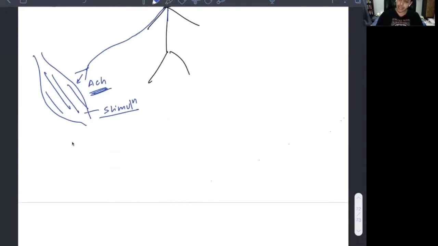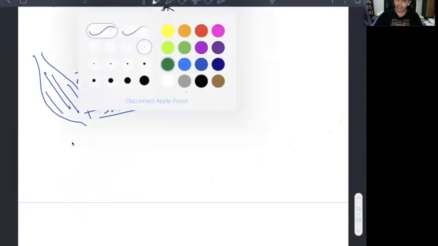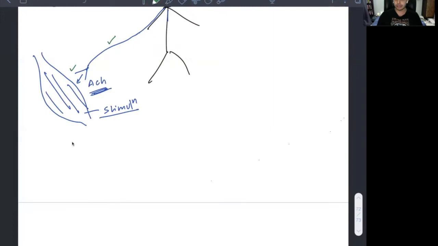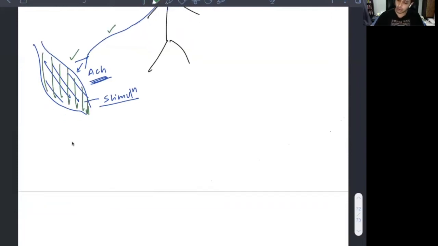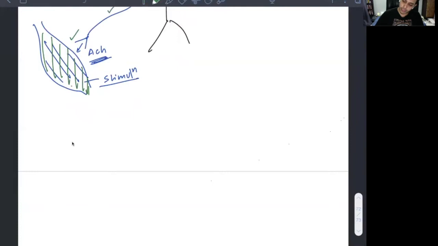Now, if there is any problem, so when we are talking of myopathy, we are assuming that your nerve is normal and your neuromuscular junction is normal. So that means that whatever is the problem lies in the muscle. So there are two things that we need to know. One is muscle structure, and second is patterns of involvement.